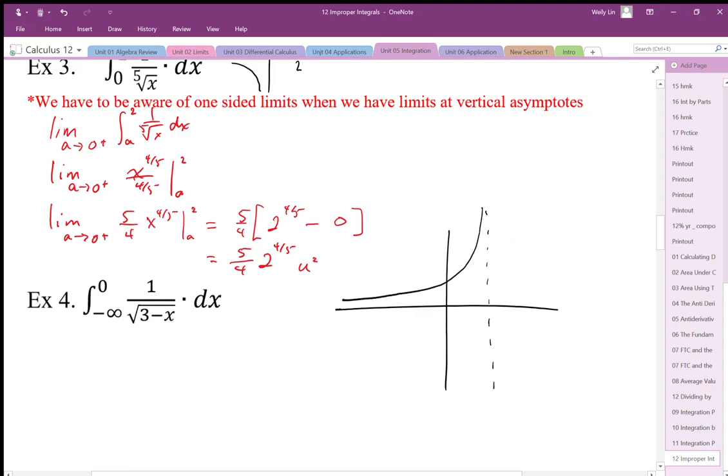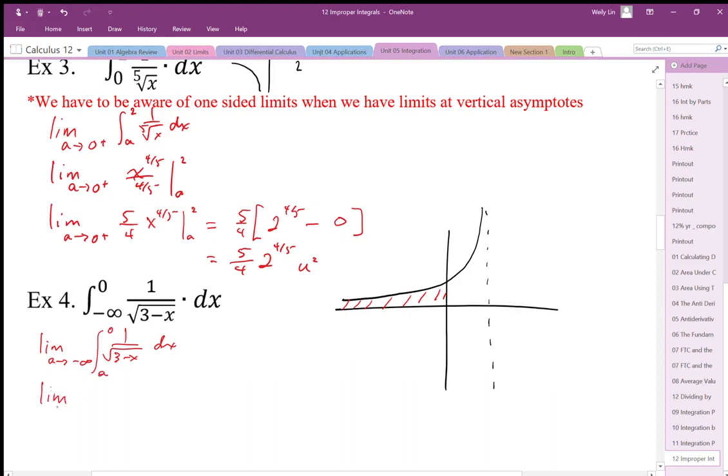And on the right-hand side here, nothing exists. We want from 0 to negative infinity, so we're going to take this area in here. There are two unbounded areas, but we're looking for the unbounded area along the horizontal. So we're going to say the limit as a approaches negative infinity of the integral of 1 over the square root of 3 minus x dx from a to 0.